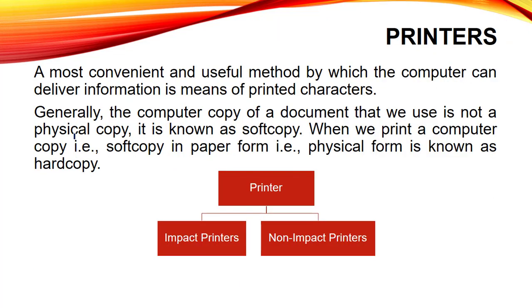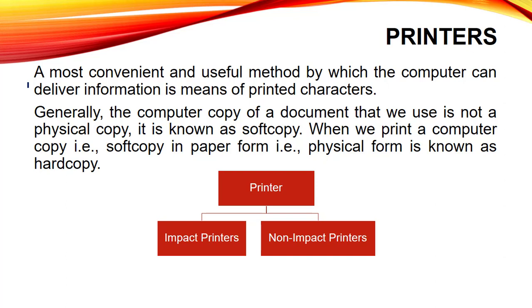Next we have to discuss printers. Our first topic of this class is the printer. The most convenient and useful method by which computers can deliver information is by means of printed characters. The computer copy of a document that we see on our display is not a physical copy. You cannot hold that document in your hands, and that's why this copy is termed a soft copy.